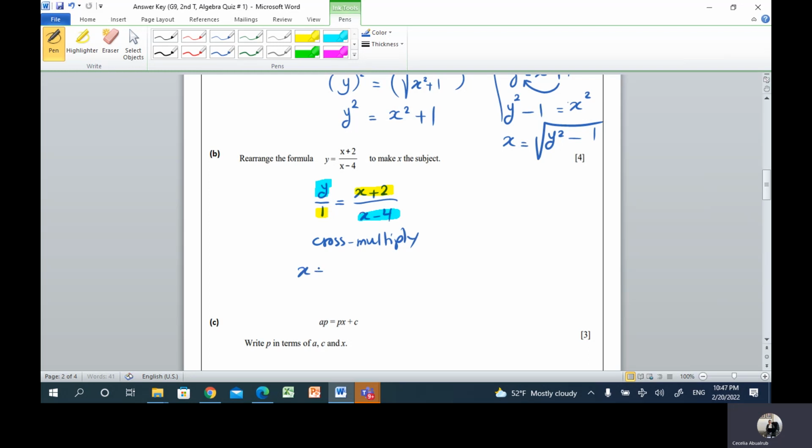Anything times 1 will remain as is. And then y times x minus 4. Place the x minus 4 inside a bracket because it is an expression. And now you're going to expand. So x plus 2 is going to stay the same. Y times x will be xy or yx. And y times 4 is minus 4y.